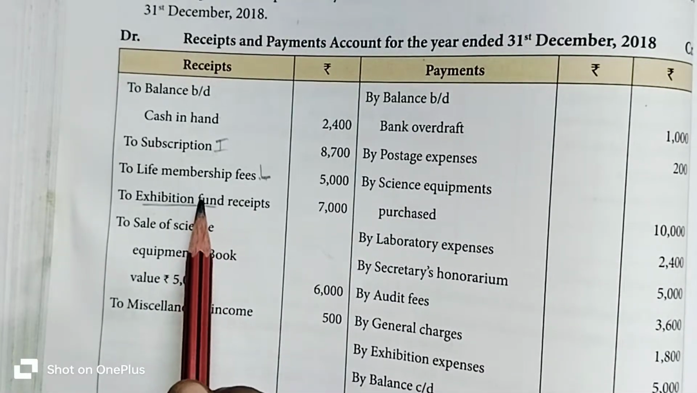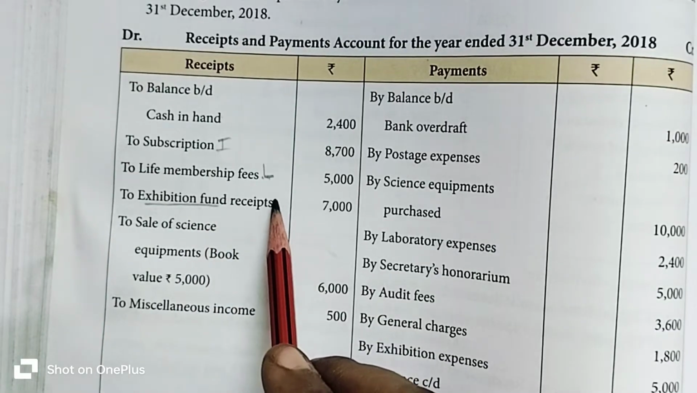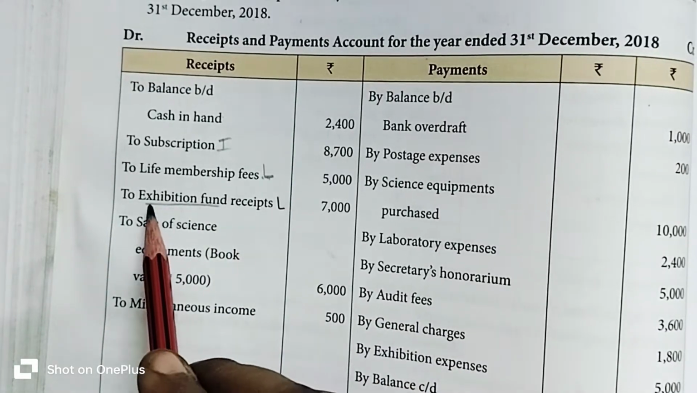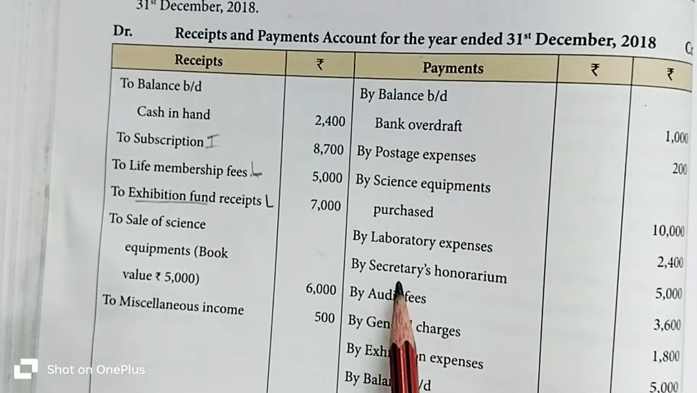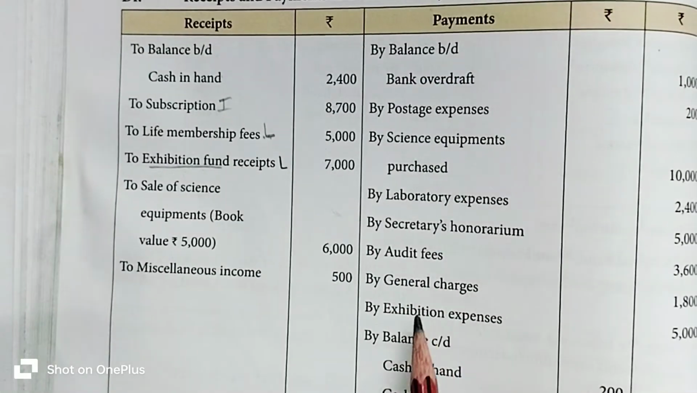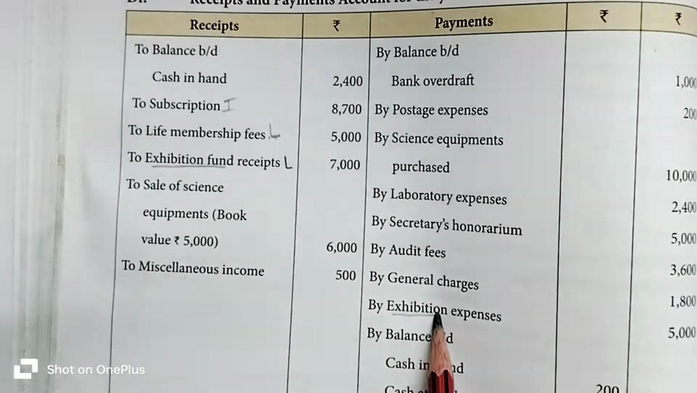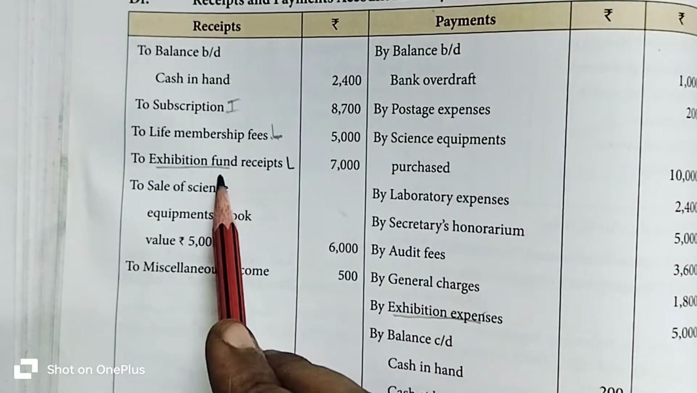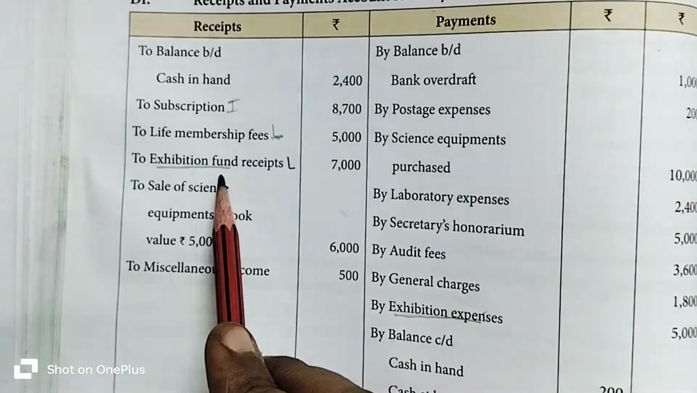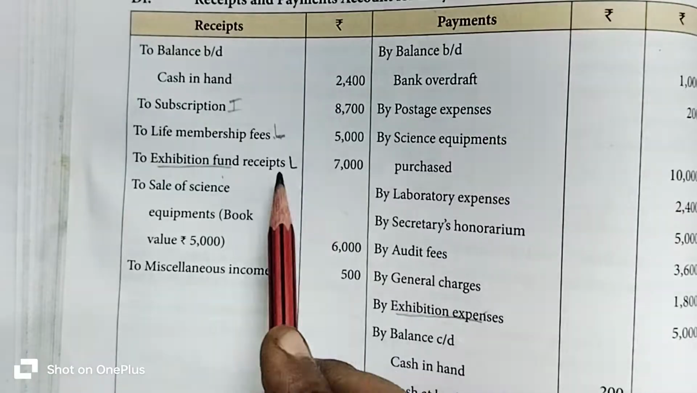Exhibition fund receipt, exhibition fund, tournament fund, sports fund, match fund, like this, we have to enter these funds on the liability side. This fund item, the exhibition expenses we have to subtract from the specific exhibition fund on the liability side of the balance sheet as per the format.